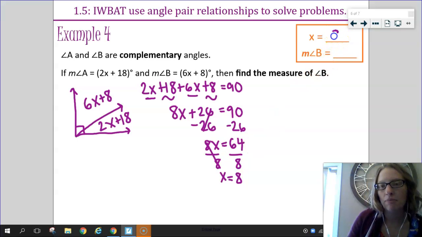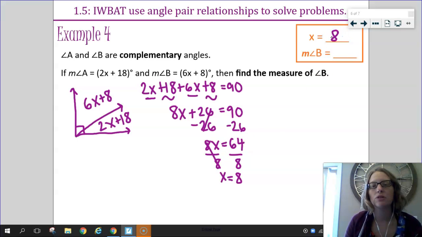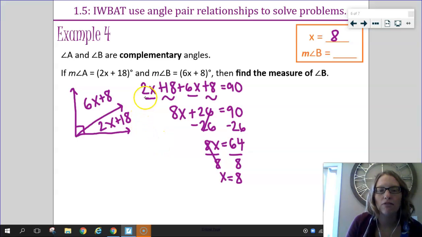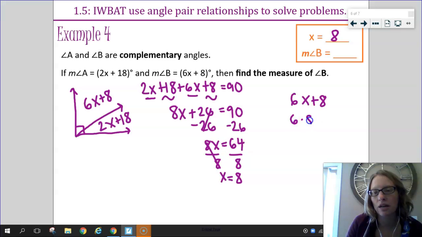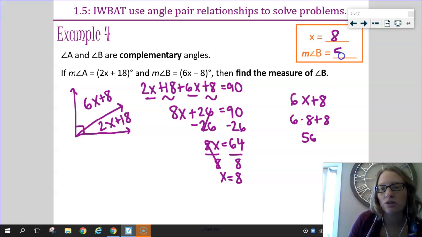I can write that down, but the question itself needs to be answered still, which is to find the measure of angle B. So I'm going to go plug in for angle B. Notice that angle B was 6x plus 8. So if angle B is 6x plus 8, let's go ahead and plug in. We know x is 8, so 6 times 8 gives us 48, and 48 plus 8 gives us 56. So therefore, the final answer to this problem is that the measure of angle B is equal to 56 degrees.